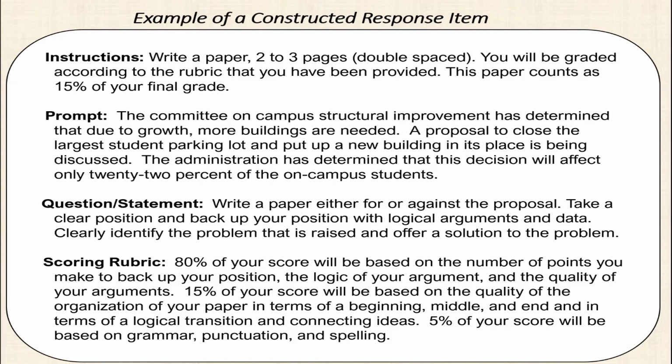Now the scoring rubric also is good to share. In this case, 80% of your score will be based on the number of points you make to back up your position, and the logic of your argument, and the quality of your arguments. 15% of your score will be based on the quality of the organization of your paper in terms of a beginning, middle, and end, and in terms of a logical transition and connecting ideas. 5% of your score will be based on grammar, punctuation, and spelling. That means all of that scoring rubric is going to have cells that allow the scorer to measure these things.